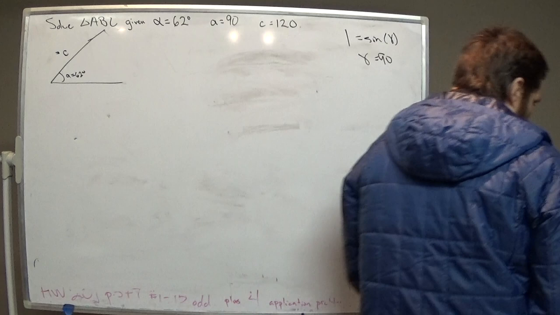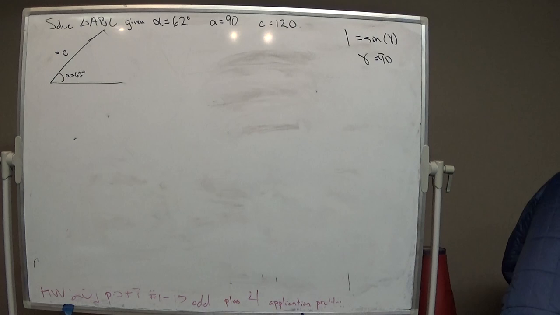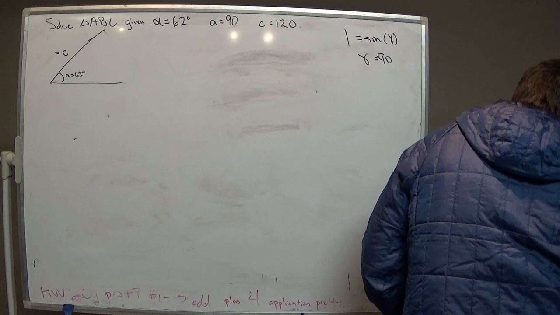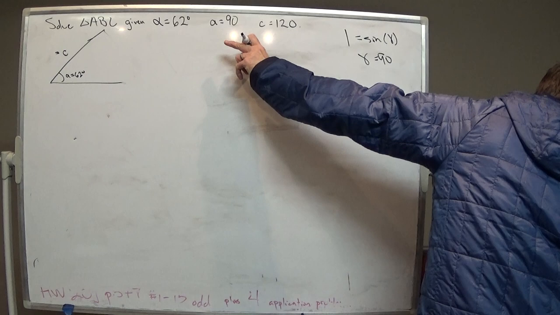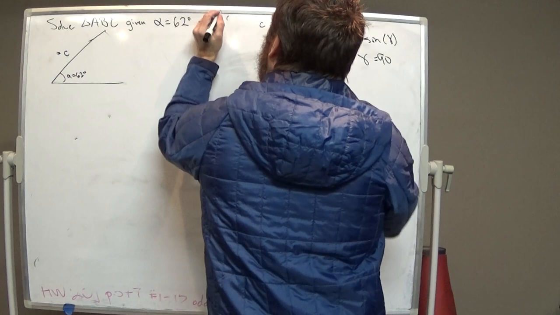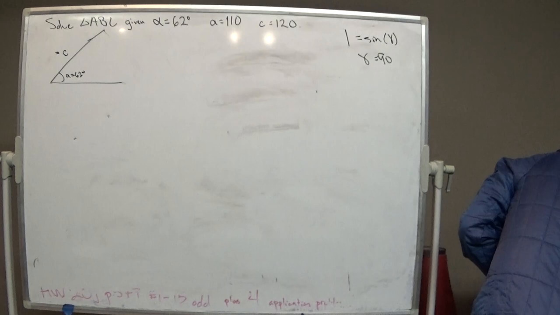So that was the first one. So now I'm going to change this a little bit. The only thing I'm going to change, so we have 62 degrees for alpha. A is 110. And C is 120. Now we've made A a little bit longer.